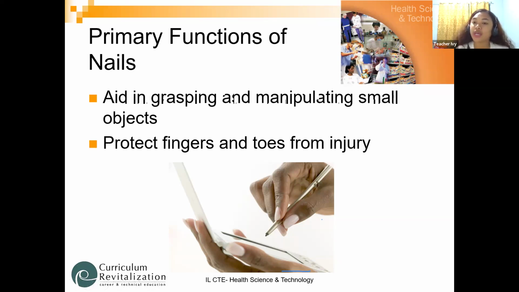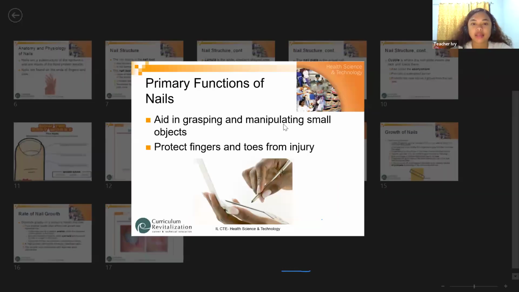Yes, just like when you eat, just like Alfonso's doing. Without the use of the nails, without the use of our fingers, we'll be having a hard time in eating and doing the things that we are going to do, since our nails help us grasp objects, and at the same time it protects our fingers and toes from injury. So that's how simple the function of the nail is.